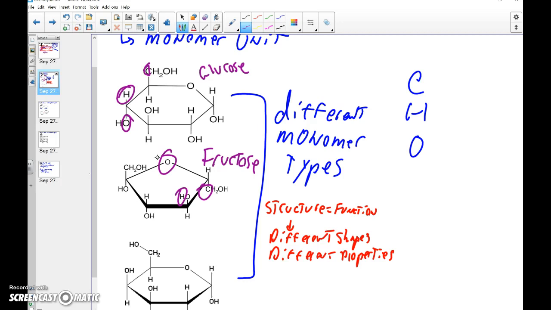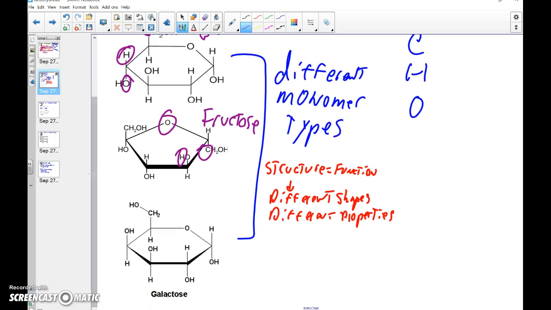Now, we mentioned in our previous presentation that one of the key ideas in biology is that structure equals function. So if something has different shapes, it can have different properties. And living organisms do use glucose and fructose slightly differently. They do the same thing with them, but they go about it in different ways, because they have different shapes and therefore different properties. Now this one right here, already labeled, is galactose, which is another simple sugar. And you'll notice again, carbon, hydrogen, oxygen, and nothing else.